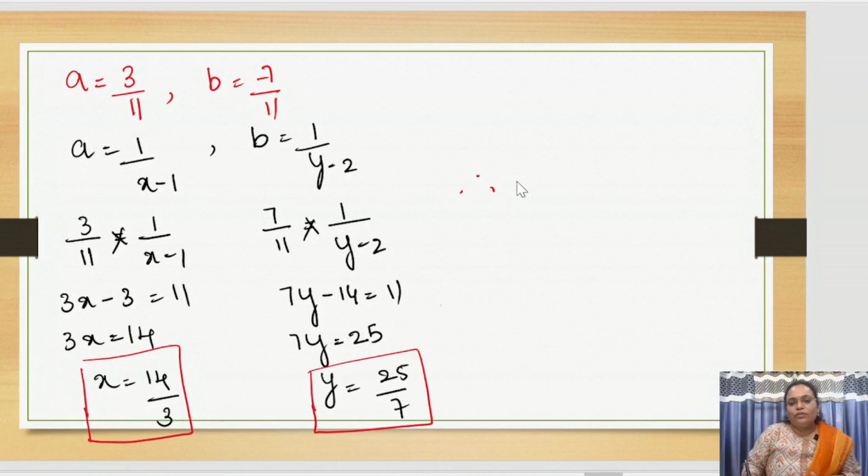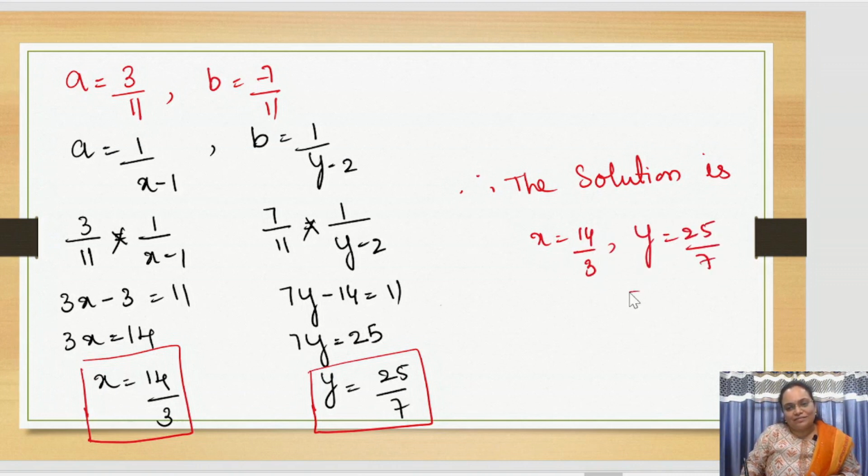So therefore, the solution is x is equal to 14 by 3 and y is equal to 25 by 7. Okay, clear?